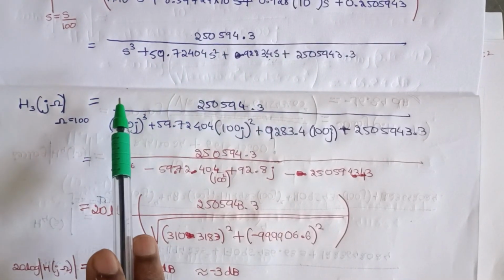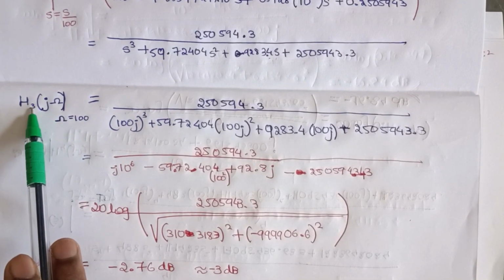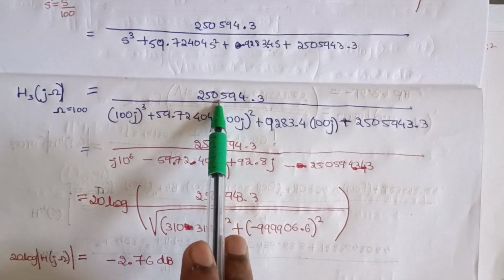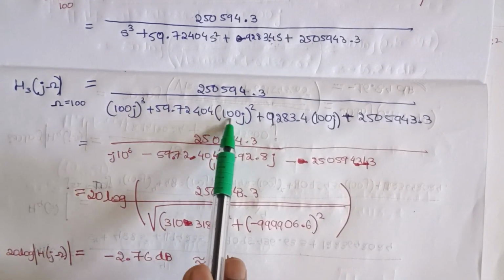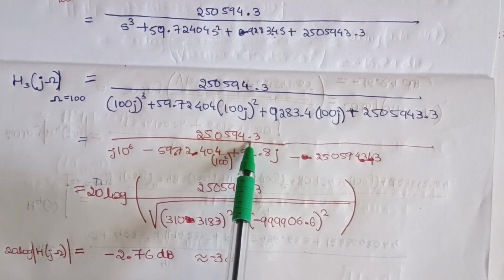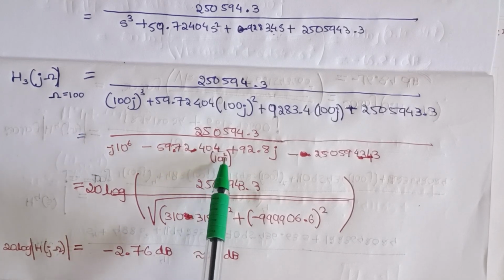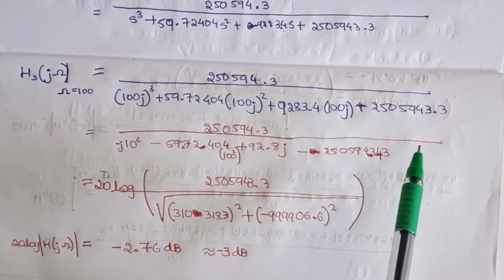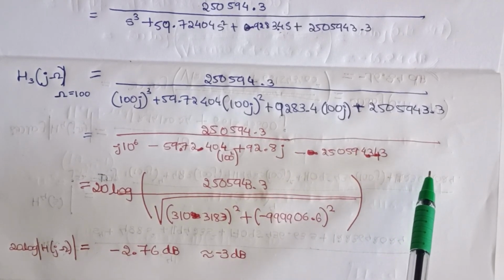For this transfer function, we have to evaluate it at 100 radian per second. Hence, the transfer function H3 of j omega, when omega is equal to 100 radian per second, is 250594.3 divided by, in place of s, substitute 100j cube, 100j square and 100j. After opening the brackets, we get 250594.3 divided by minus j 10 power 6, 59.72404 into 100 square plus 92.8j minus 250594.343. To find the magnitude of the denominator a plus jb, the formula is under root a square plus b square.